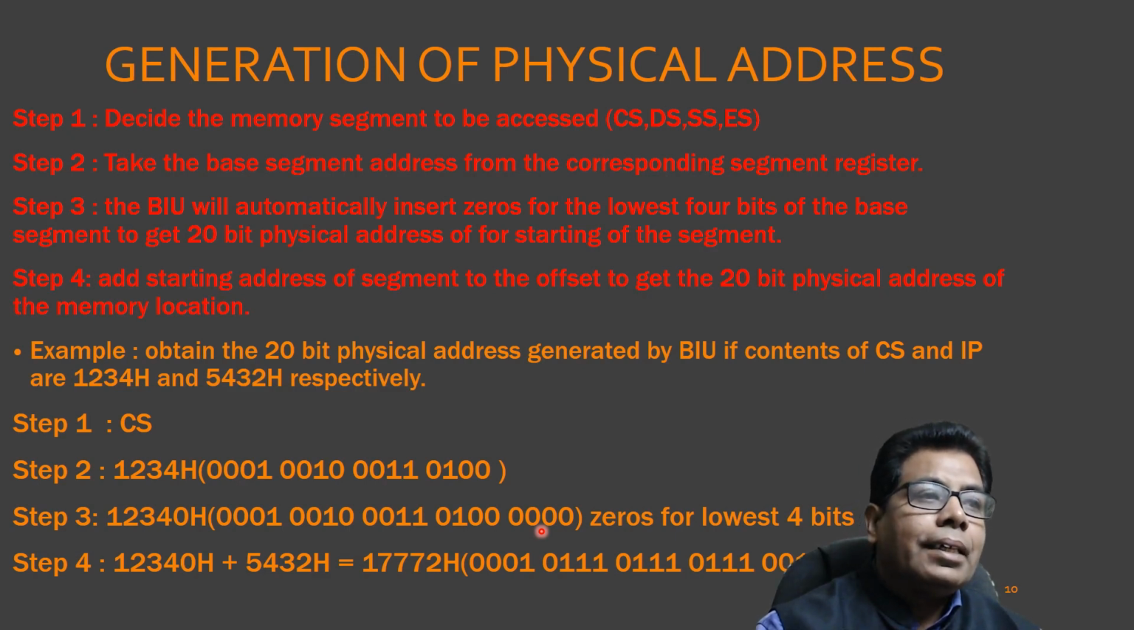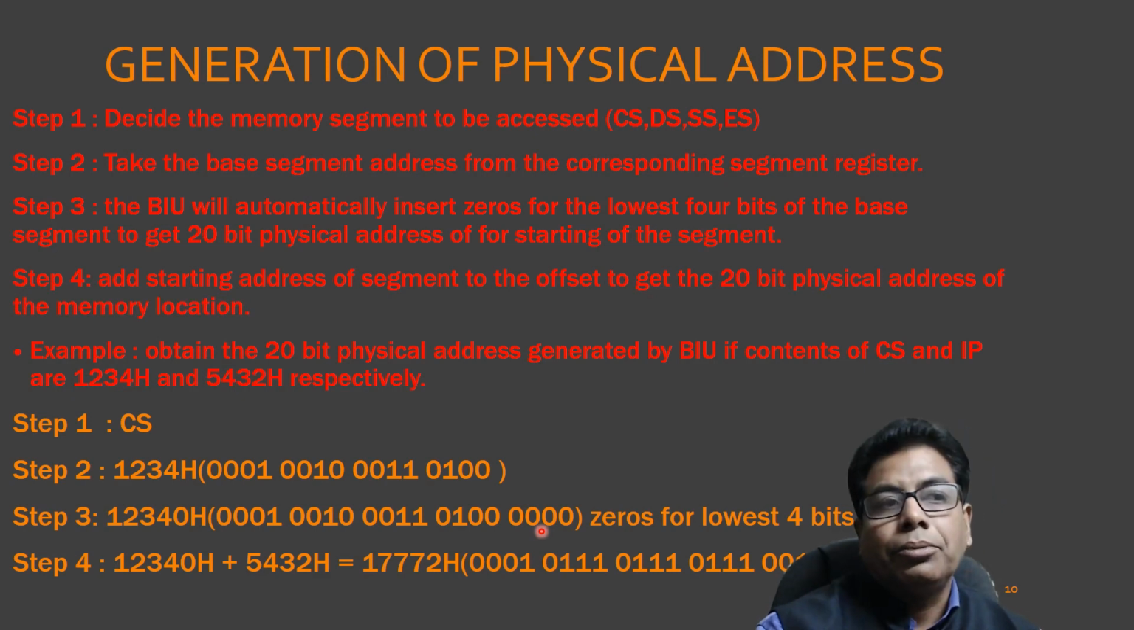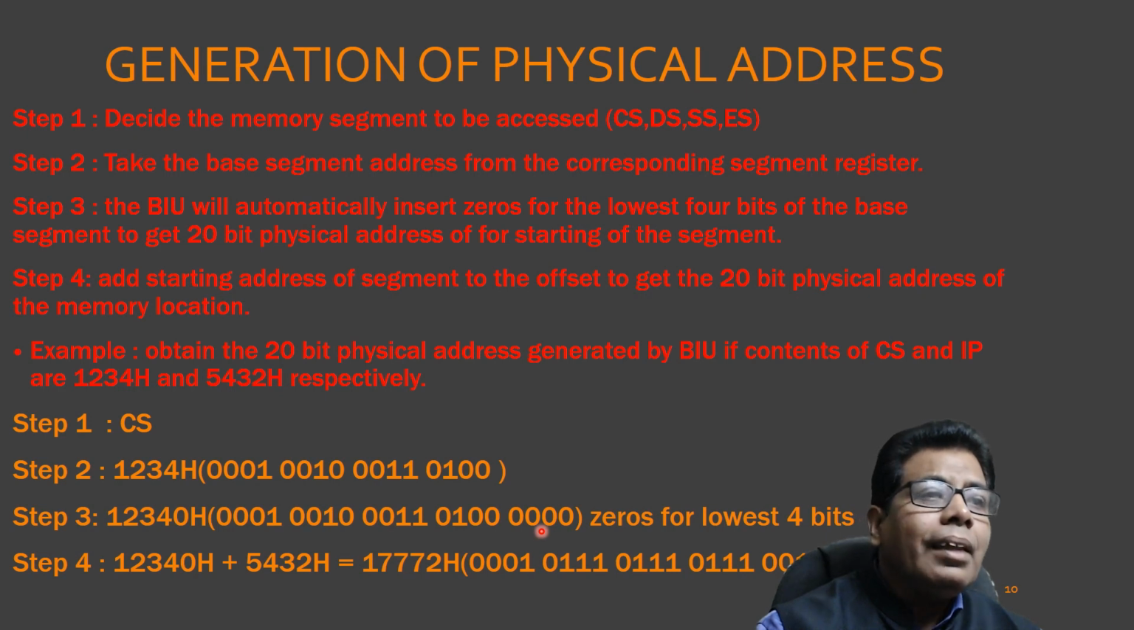Then let us take an example. We are taking: obtain the 20-bit physical address generated by BIU if the contents of CS, that is the code segment register, and IP are 1234H and 5432H respectively. So let us see step by step. Now first step, decide the memory segment. So here the segment is CS, code segment.